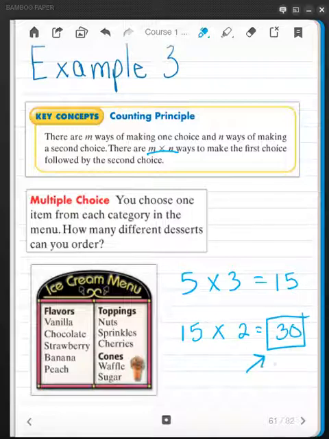Now, 30 would have been a very big sample space. So instead, I can use the counting principle. Choice 1 times the number of options in choice 2 times the number of options in choice 3. So the number of flavors times the number of toppings times the number of cone choices equals the total number of combinations. Okay? That's it for 10.1.